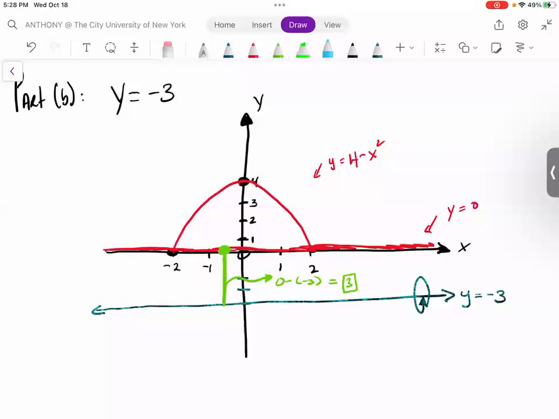All right, let's try it again now. This time, we have to find the distance between 4 minus x squared and -3. So if I start with my green point again, at that point, here's where you're going to be on the curve, but you're looking at this distance.